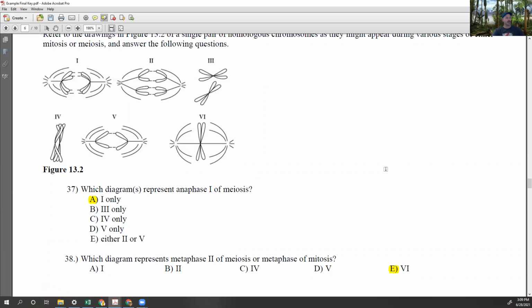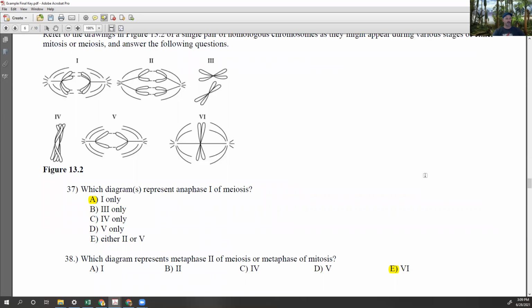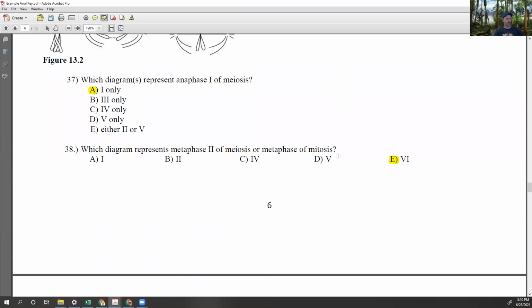37, which of the following diagrams represents anaphase 1 of meiosis? The best answer there is number 1, because in anaphase 1, remember, you're going to have pairs of chromosomes separating. Which diagram represents metaphase 2 of meiosis or metaphase of mitosis? The best answer there is 6. So we have a chromosome lined up in the middle.